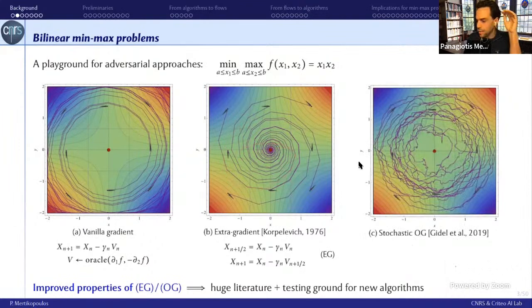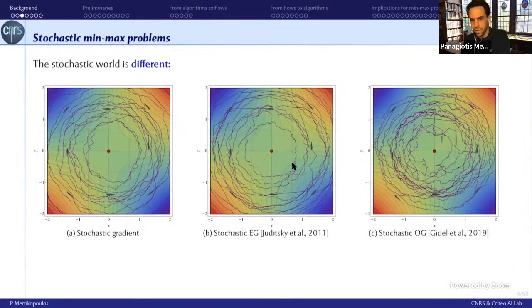And in fact, okay, I see that the slide doesn't change for some reason. Okay. Right, okay, so that's the right slide.